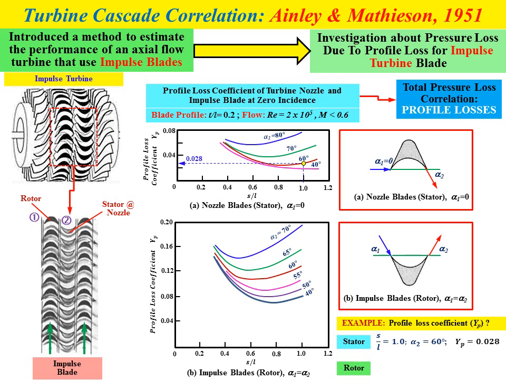In case you need to determine the profile loss coefficient YP for the rotor, you need to refer to the second graph, the graph for the impulse blade rotor, where alpha 1 equals alpha 2. Let's say the value of s over l equals 0.8 and alpha 2 equals 60. Draw a vertical line at s over l equal to 0.8, intersecting the alpha 2 curve equal to 60 degrees. You will obtain the profile loss coefficient YP for the rotor, around 0.112. So that's how you can use the graphs for the stator and also the rotor for the impulse blade in order to determine the profile loss coefficient.